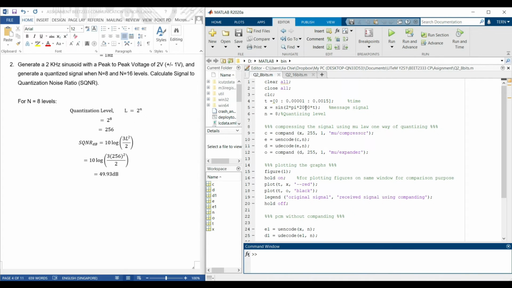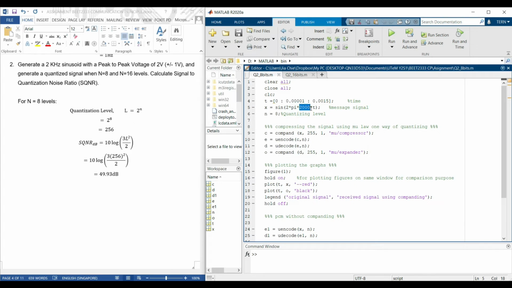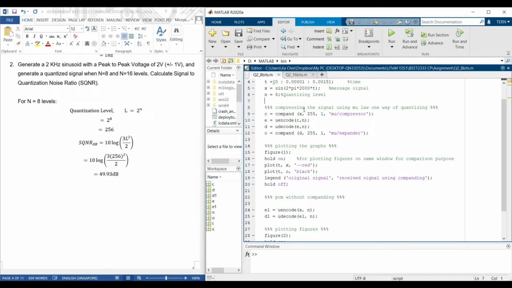Then we will generate a 2 kHz sinusoid using the MATLAB software. First, we close and clear all the program. Then we declare t with the time interval 0 to 0.0015 with interval 0.00001, and the frequency we multiply with 2000, and n will be our quantizing level, that is 8. Then before that, we compress and expand our signal with the mu law compand command with the parameter 255 and maximum amplitude 1. Then we uniform encode our signal with number of bits 8 and uniform decode our signal at the receiver side. Then we expand the signal.